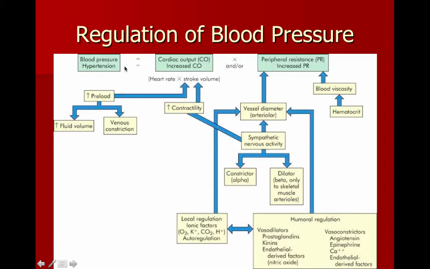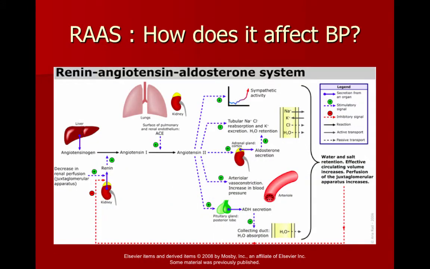Okay, you do need to know this equation as well. Peripheral resistance times cardiac output for blood pressure. Okay, that being said, you also need to understand the RAAS system, the renin-angiotensin-aldosterone system, and how that affects blood pressure. Okay, so the RAAS system, while I don't have that, oh, here it is. Okay, so I need you to understand this.